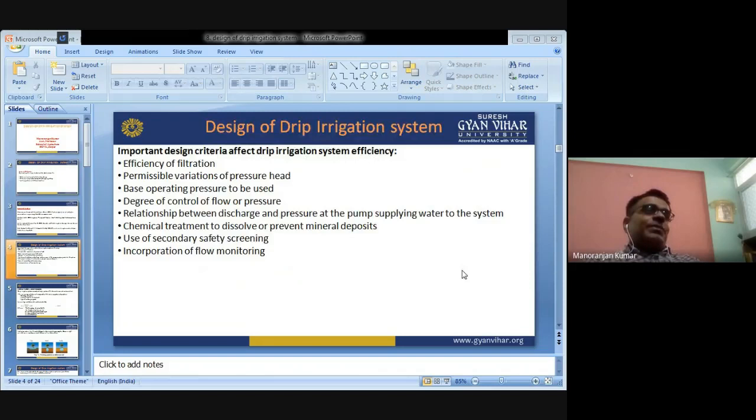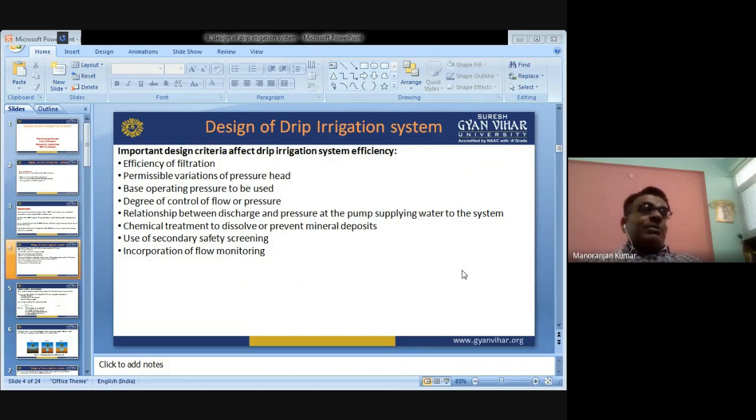So first, we will see what are the important design criteria which affect the drip irrigation system efficiency. These are some design criteria: efficiency of filtration. Filter is one good part. In the last class, we have seen the filter is one of the most important parts for the drip irrigation system. If the filter is not there, then the life of this drip irrigation system is very low. So what is the efficiency of this filter? This plays an important role in designing of drip irrigation system.